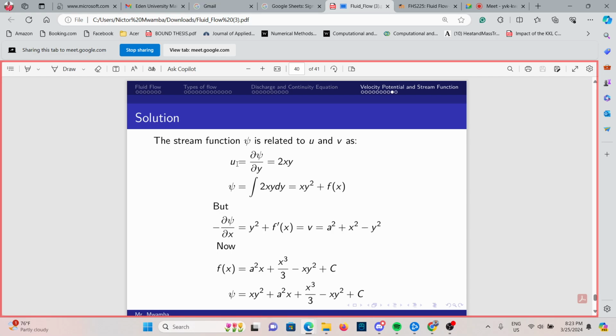So we know that the velocity u is equal to 2xy. So we need to find this stream function. But this expression here is showing that this is the rate of change of the stream function with respect to y. So integrate it to get the actual stream function.